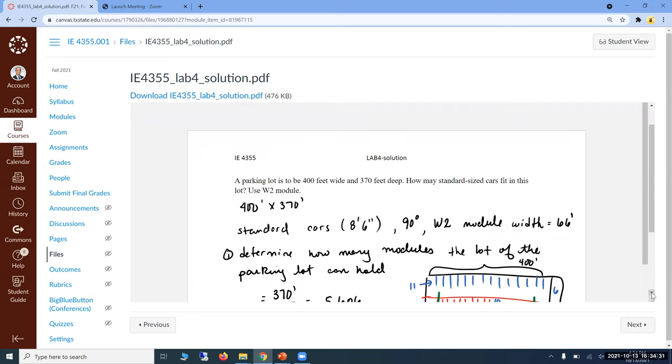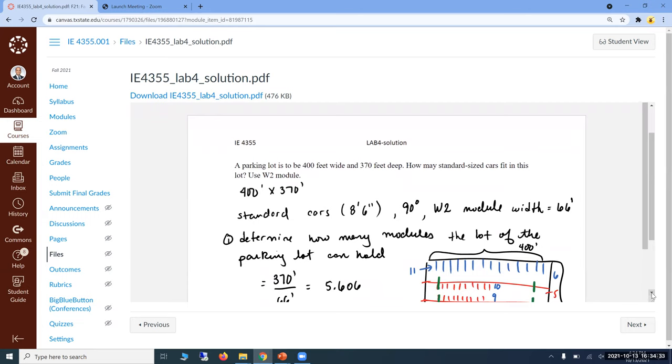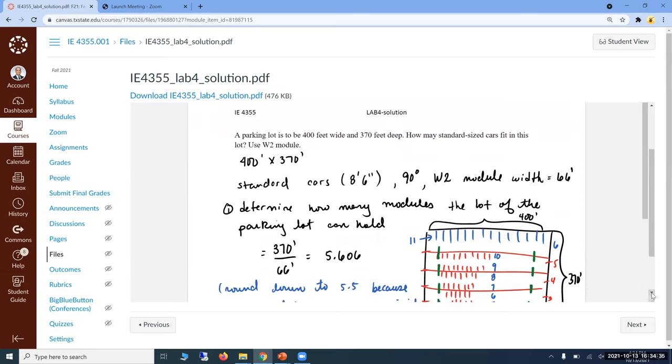So in this case, if you see my design, instead of looking at the 400 feet, I'm looking at the 370 feet to design this parking. If you use the other dimension, that's fine too. I think you will be able to accommodate more spaces if you use the 400 instead of the 370. How do you make a decision?